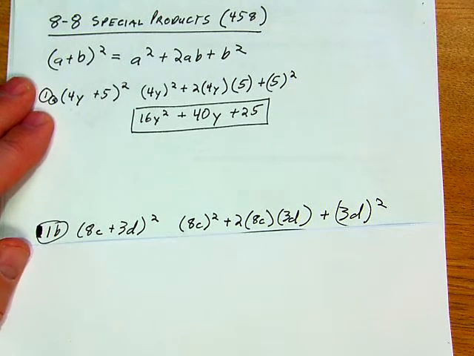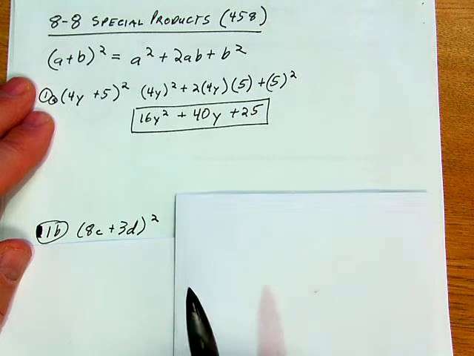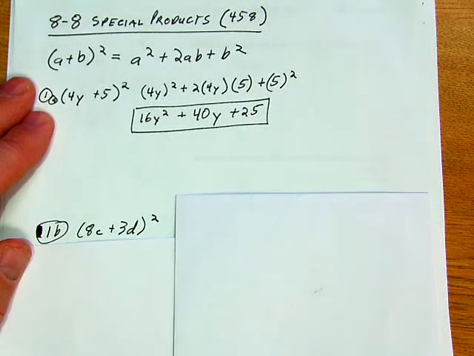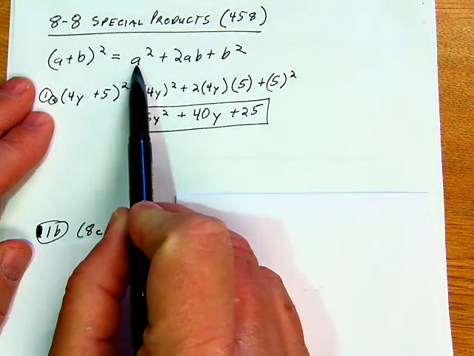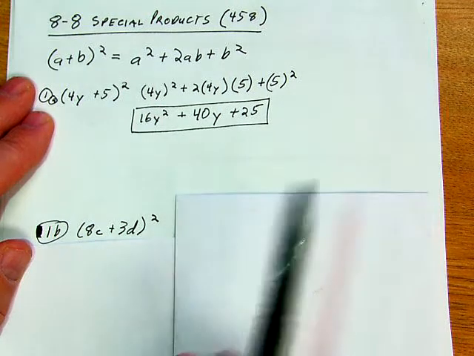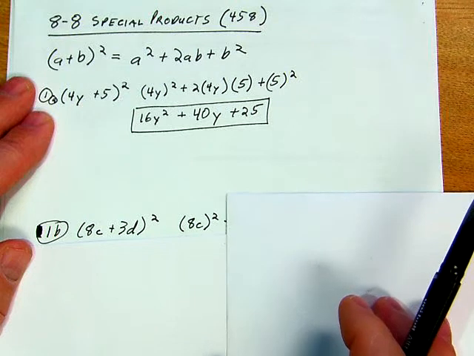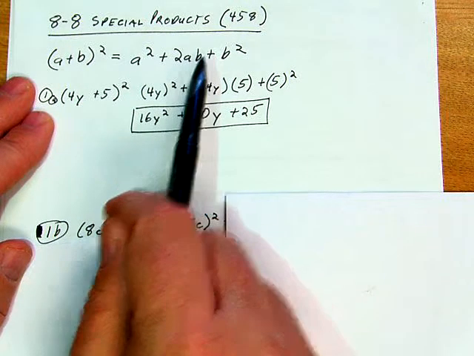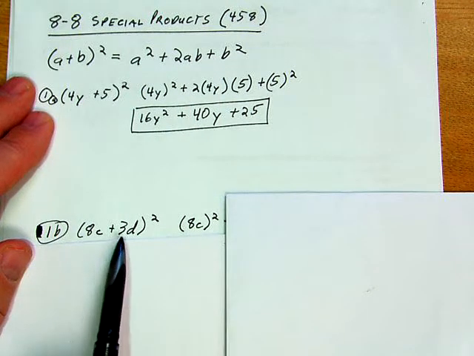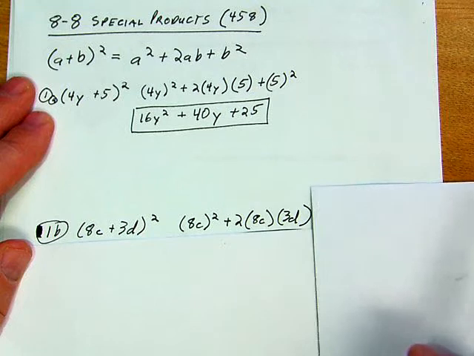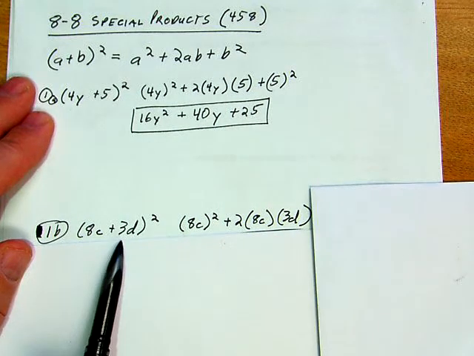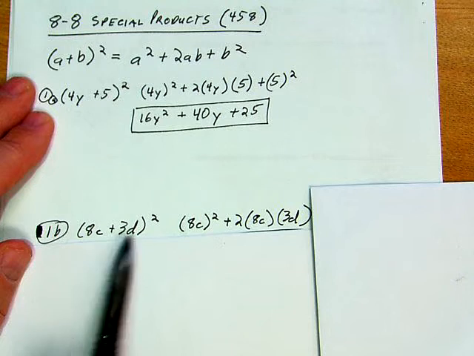In this one, we have the original problem, 8c plus 3d squared. So once again, looking up above, we're going to get a squared, so 8c squared. And we're going to go 2 times a times b, 2 times 8c times 3d, and that's what we've got right here. And then finally b squared, which is your 3d term here, the whole thing squared.